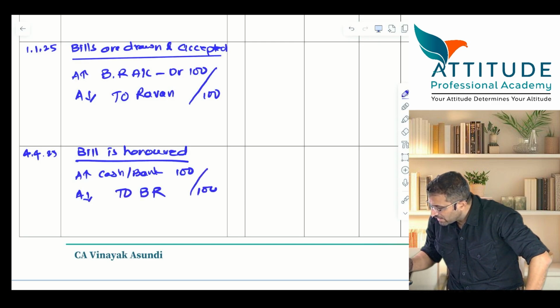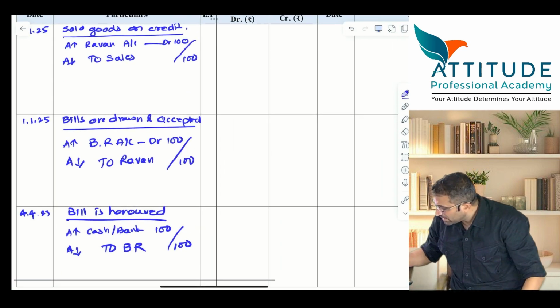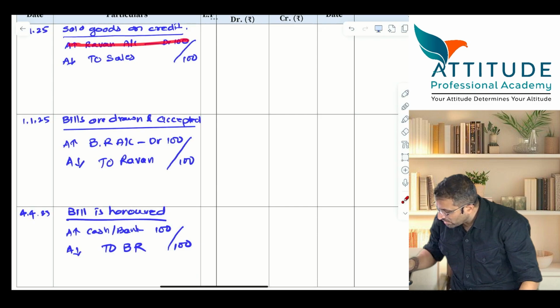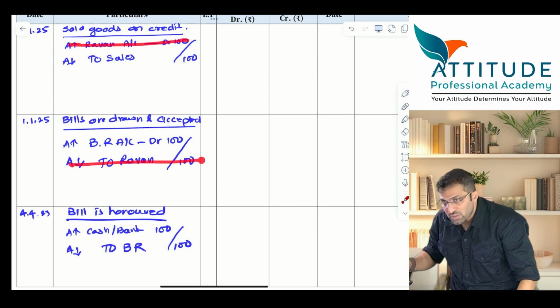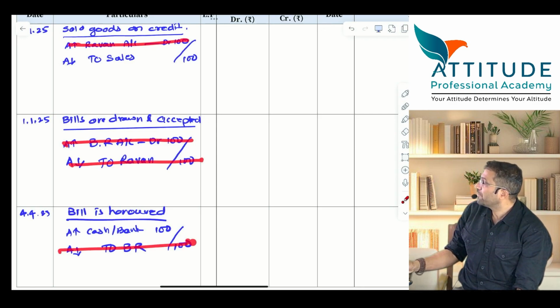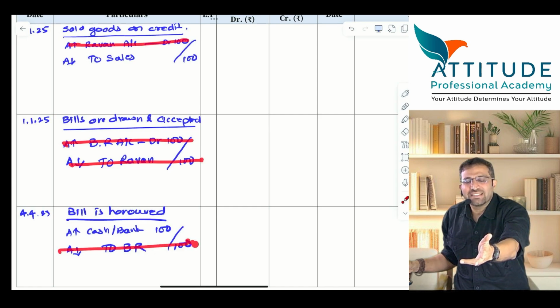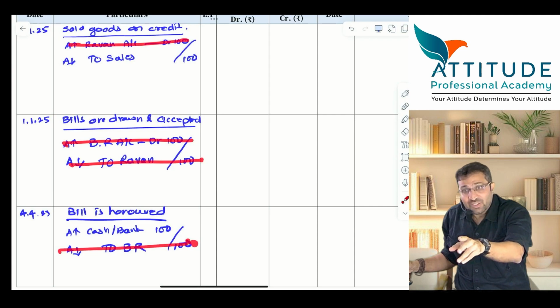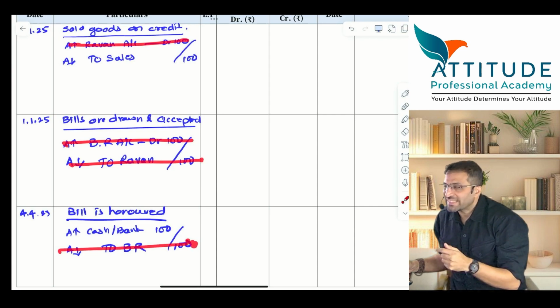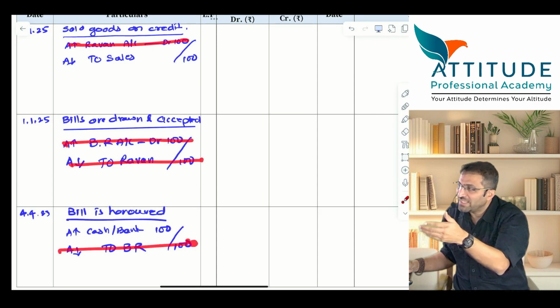Credit how much? 100. Now guys, if you see all the 3 entries put together, Ravan account is already closed in the second entry itself. Now bills receivable account also gets closed. What are the accounts left? Cash account debit, sales account credit. This is as good as cash sales. As good as. But is it cash sales? No, it is not cash sales. So I cannot pass a cash sales entry because the transactions have happened on different dates.